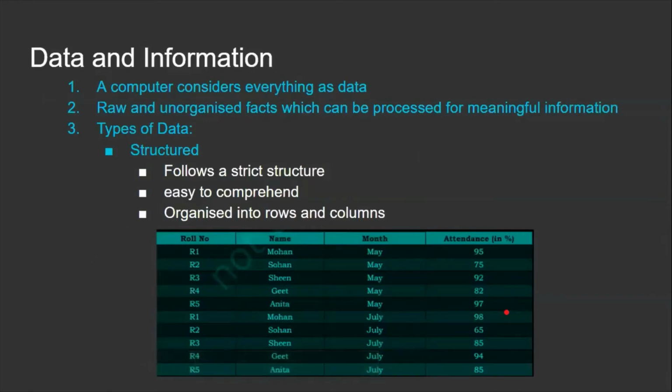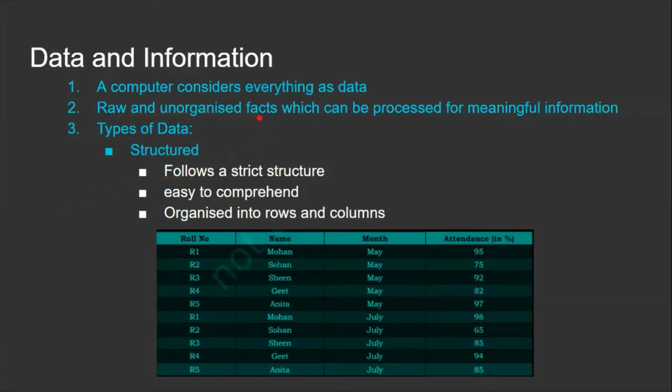Okay, data information. Now let's go to the next section of this chapter. It's data information. This is quite a logical chapter, with just a few rules you have to follow. A computer considers everything as data. Whatever you use in a computer, it's basically data. It accesses stuff through data. Even your picture files, video files, everything is data. At the end of the day, if you look down into the files, it's a lot of data. Data is raw and unorganized facts, which can be processed for meaningful information.